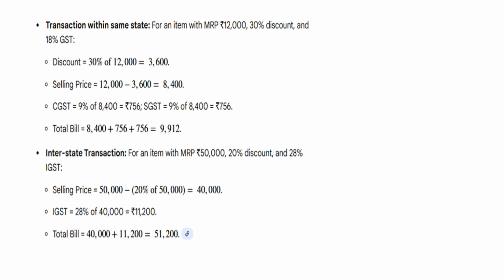Now let's see this example. An item is in the same state. If same state, then the concept of CGST and SGST will apply. After discount, the price will be 8400. Then you have to calculate the GST of 9% of the discounted price. You have to calculate SGST as well, and then total will be your selling price plus your CGST plus your SGST.